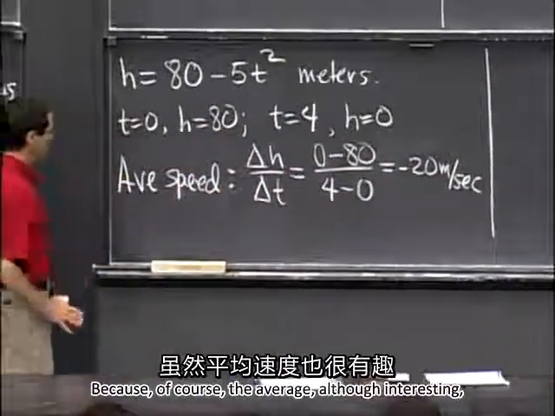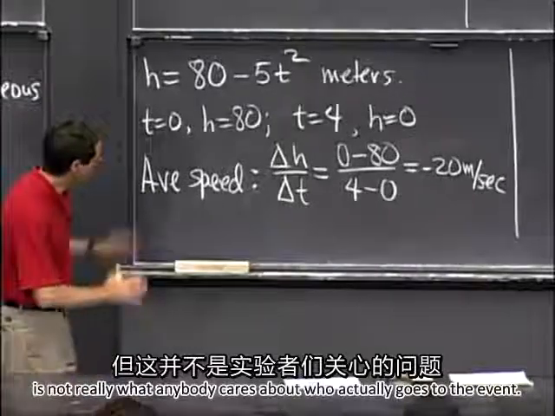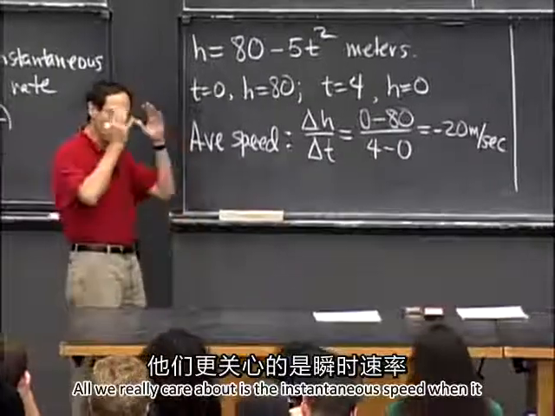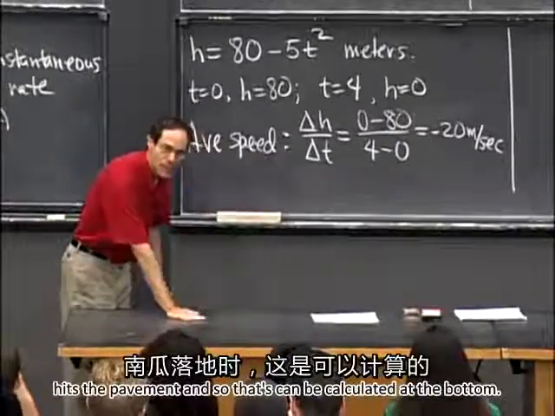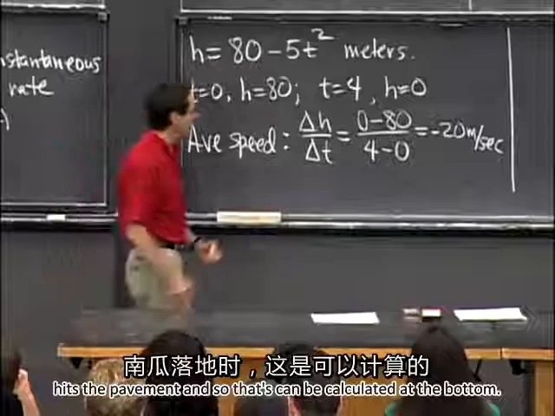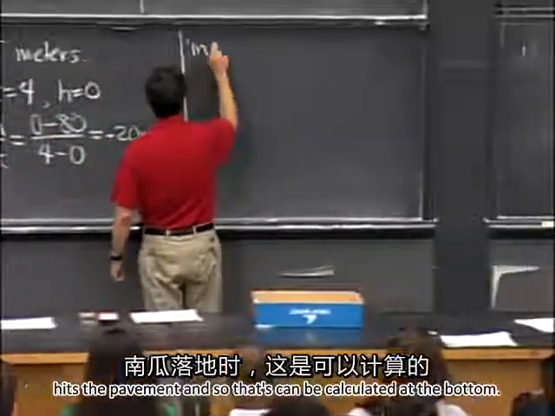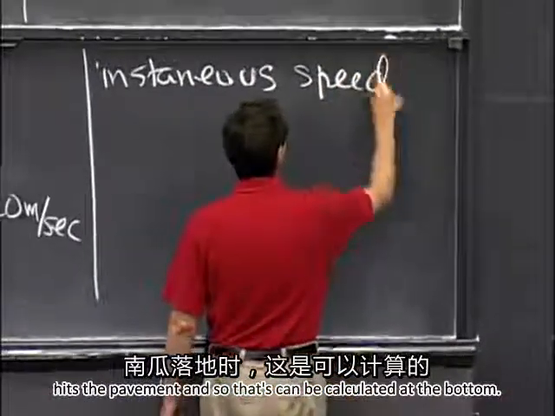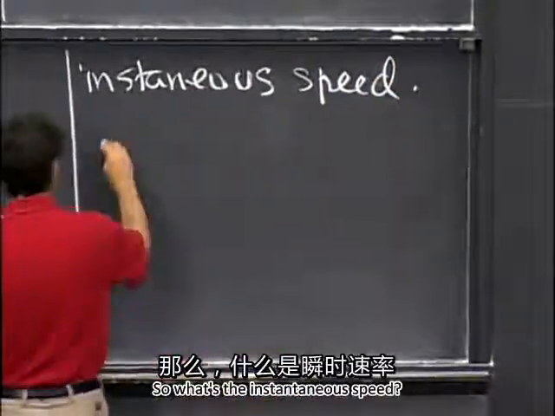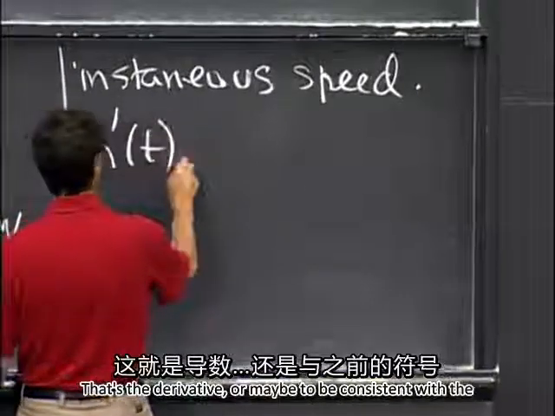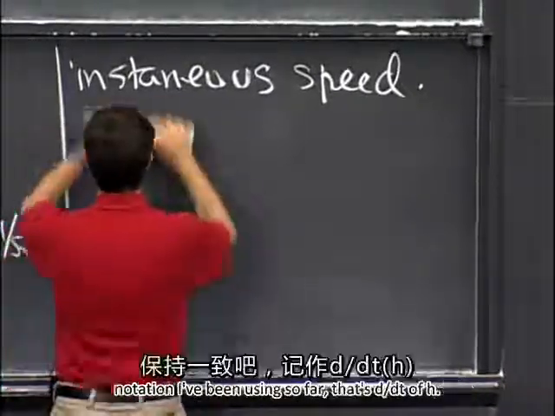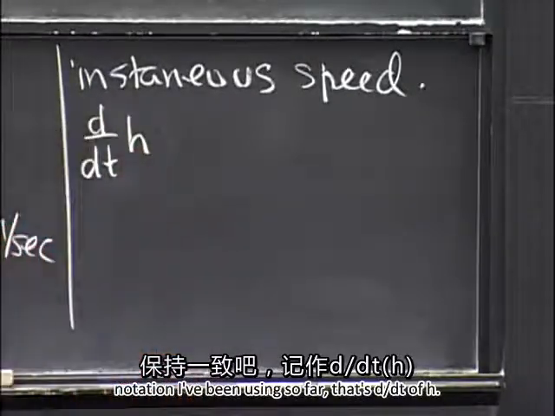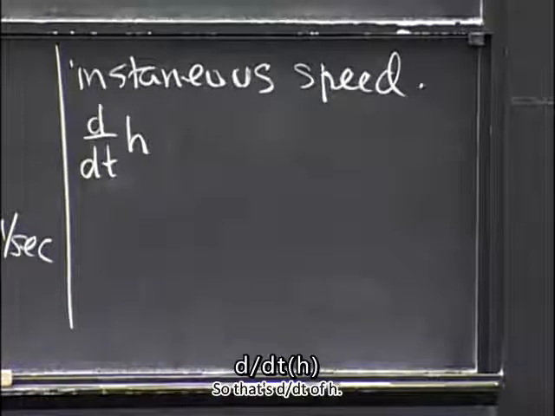Now, why did I pick this example? Because the average, although interesting, is not really what anybody cares about who actually goes to the event. All we really care about is the instantaneous speed when it hits the pavement. And so that can be calculated at the bottom. So what's the instantaneous speed? That's the derivative. Or maybe, to be consistent with the notation I've been using so far, that's d by dt of h.